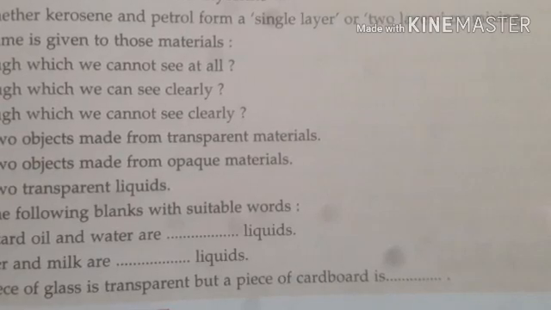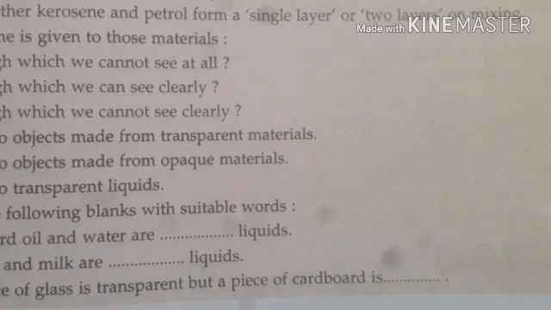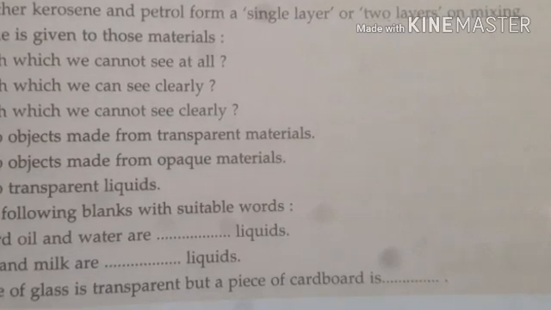Next, 14th question, name two objects made from transparent material. Window glasses and as well as spectacles, they are made up of transparent material. Next, name two objects which are made from opaque material. Cardboard and wall, our body, bones, they are opaque materials. Next, name two transparent liquids. Alcohol, water, glycerin, oil, they are transparent liquids.